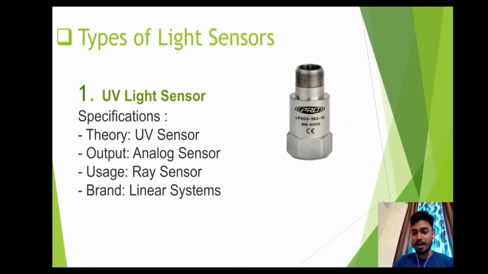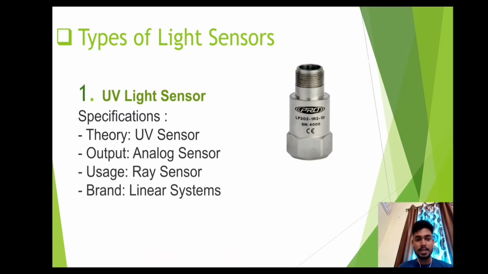The first type of light sensor is the UV light sensor. The sensor has the following specifications. It is known as a UV sensor, the output of this sensor is analog, and it is used as a ray sensor. The brand of this sensor is Linear Systems, and this is the perfect image of this sensor.